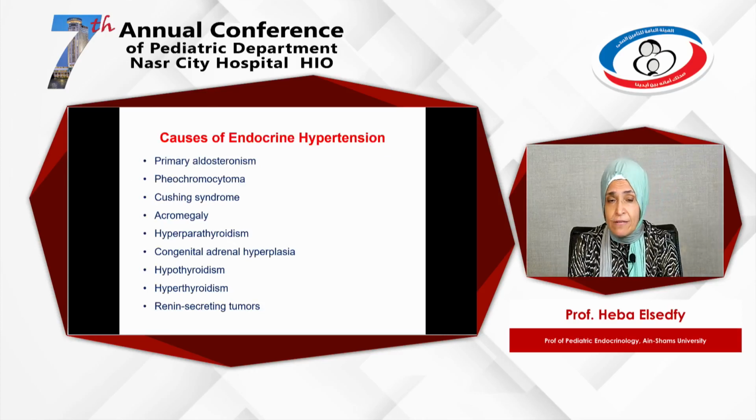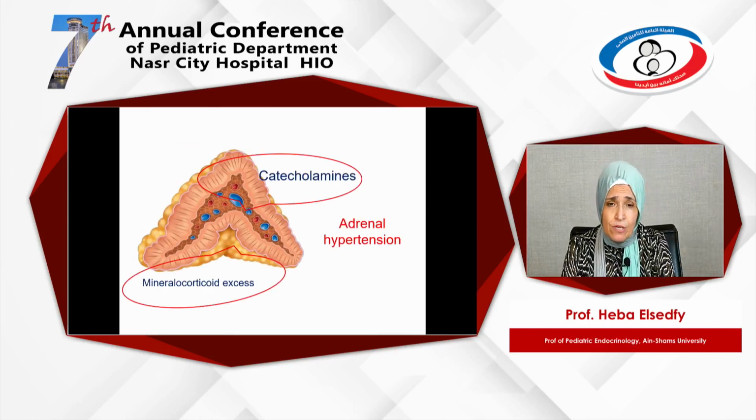First of all, we have to know the causes of endocrine hypertension, which include primary aldosteronism, pheochromocytoma, Cushing syndrome, acromegaly, hyperparathyroidism, congenital adrenal hyperplasia. Both hypo and hyperthyroidism can cause hypertension, and renin secreting tumors. The adrenal causes form most of the endocrine causes of hypertension. The adrenal gland produces two classes of hormones, the catecholamines from the adrenal medulla, and the mineralocorticoids from the adrenal cortex. The excess of both hormones, or the excessive effect of mineralocorticoids, can result in adrenal hypertension.